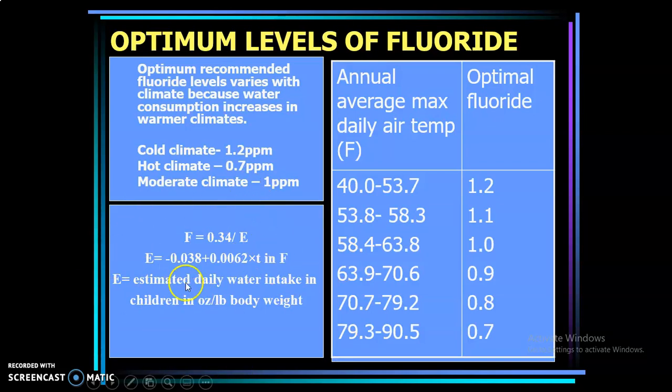Galligan's formula: F is equal to 0.34 by E, where E is equal to minus 0.038 plus 0.0062 into the temperature of the place in degrees Fahrenheit. So when you substitute the temperature of the place in degrees Fahrenheit, you get E. When you substitute E in the first formula, what you get is the amount of fluoride to be added in parts per million.